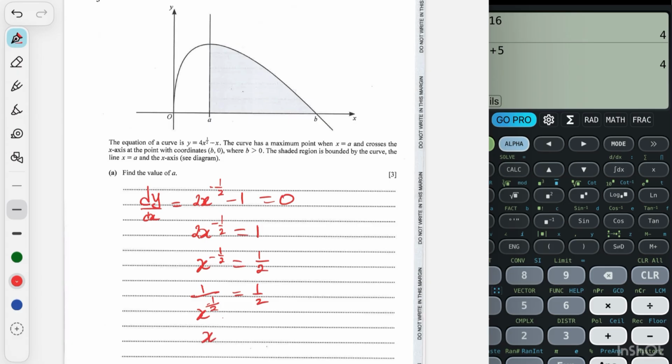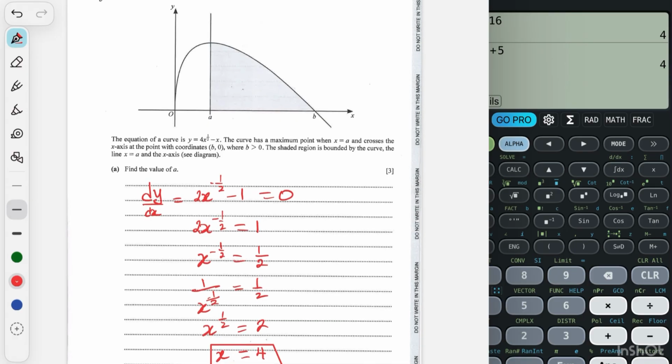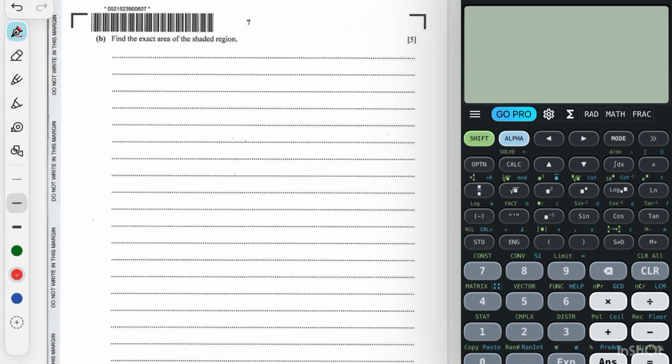So x to the power of 1 over 2 is equal to 2. I just flip both sides. So my x is 4. So x is 4 again. Wow. All right. So that is my x. So they say find the value of a. So x is a. So a is 4. So that is my answer.